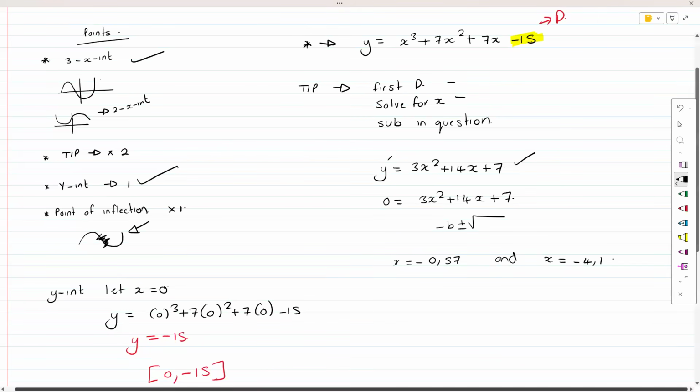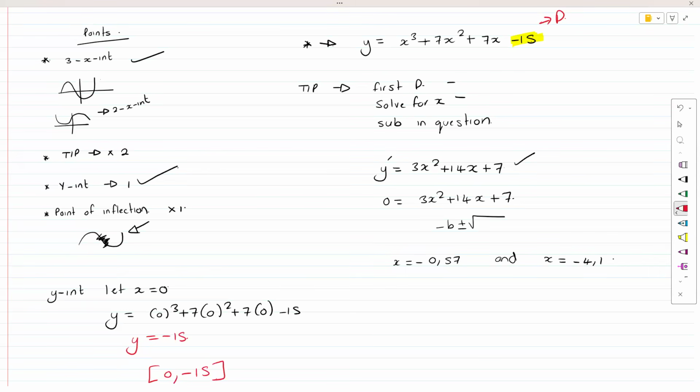Right? Now we need to substitute. Please don't substitute into the first derivative. It's going to cause a bit of problems. Substitute into the original: y equals x cubed plus 7x squared plus 7x minus 15. Let's actually substitute one time, right?